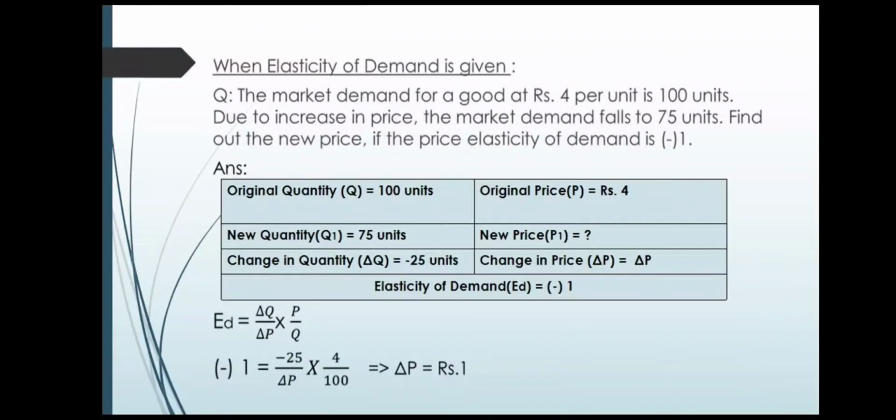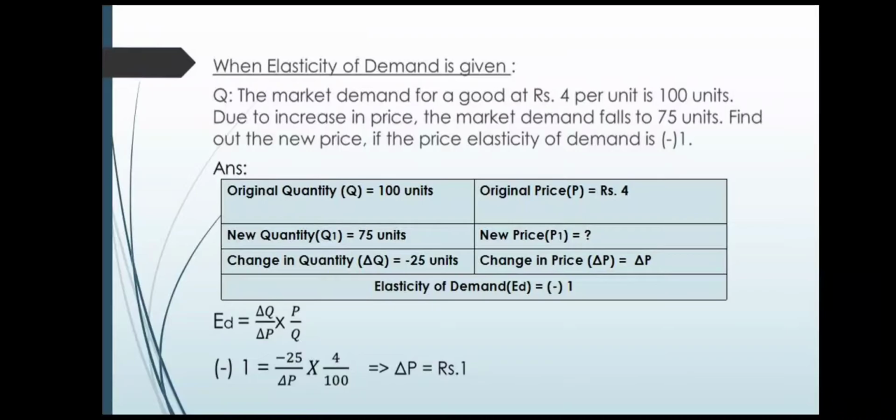Let us go to the next sum. When elasticity of demand is given, the market demand for a good at rupees 4 per unit is 100 units. Due to increase in price, the market demand falls to 75 units. Find out the new price if the price elasticity of demand is minus 1.